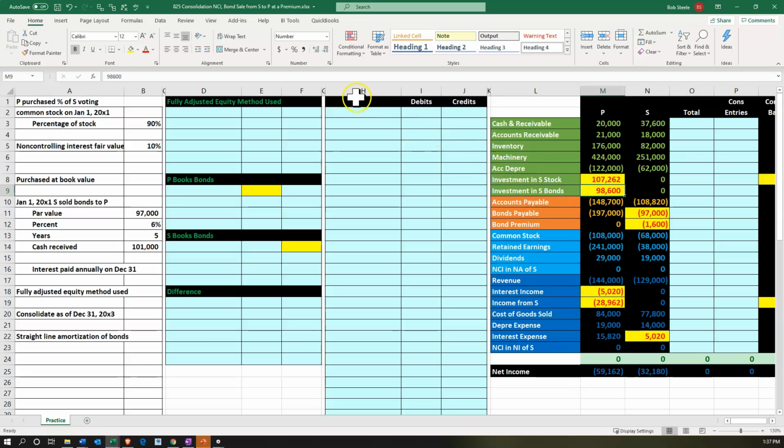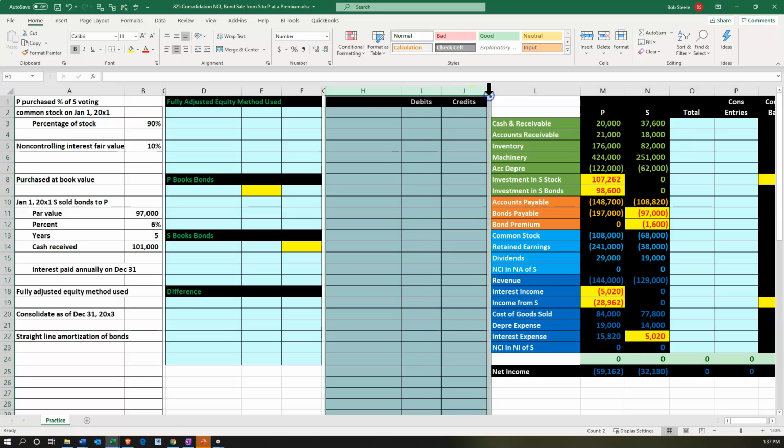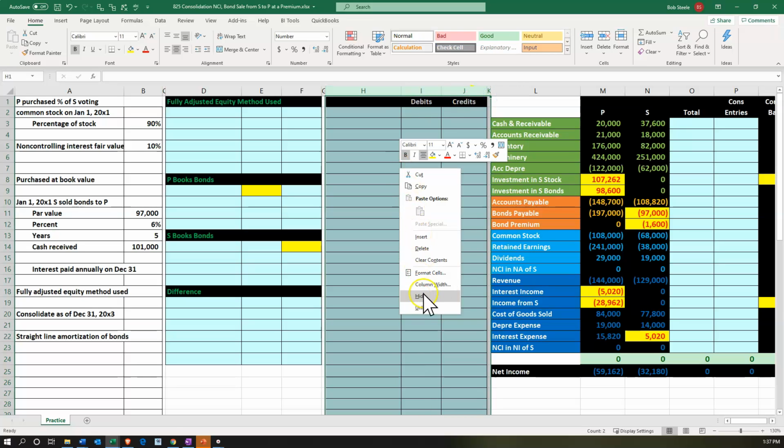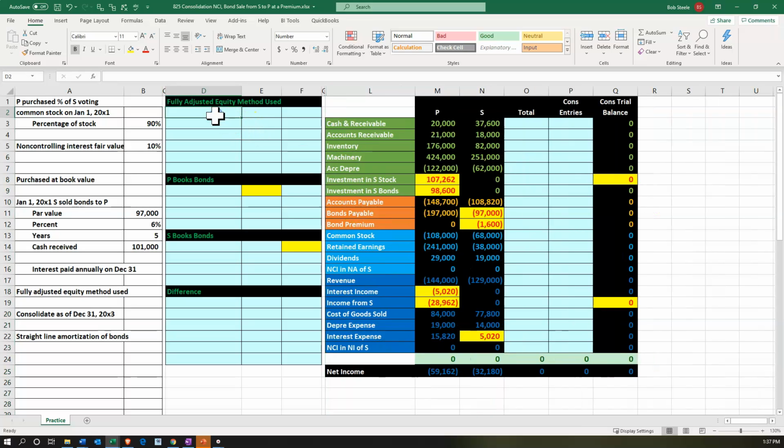To do that, let's hide some cells. I'm going to put my cursor on H and highlight over to K. H to K, let go, right-click on the selected area and hide them. Then we're going to look at the fully adjusted equity method. So normal equity method, let's think about that first. We're not going to post these, we're reconstructing this account here and this account there. Let's go ahead and do that.